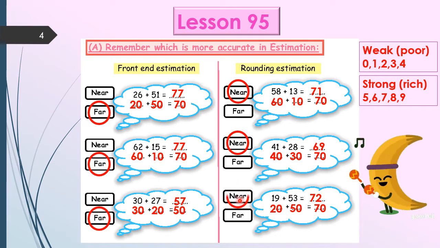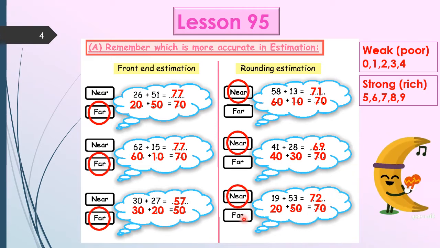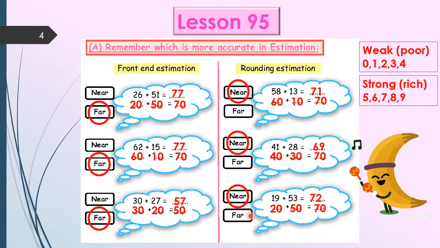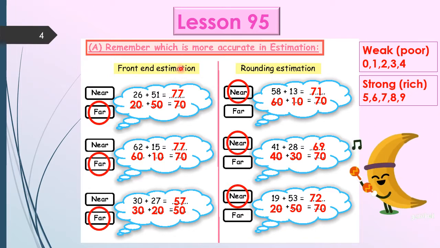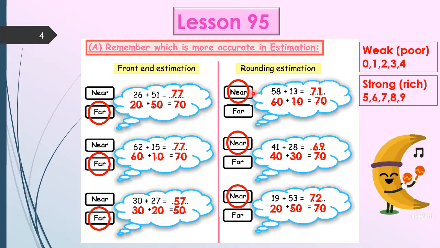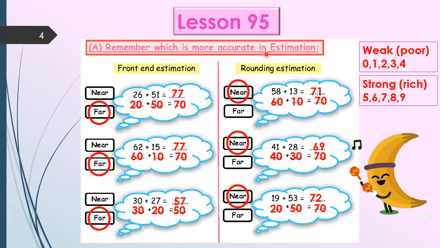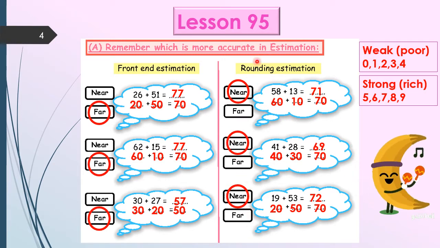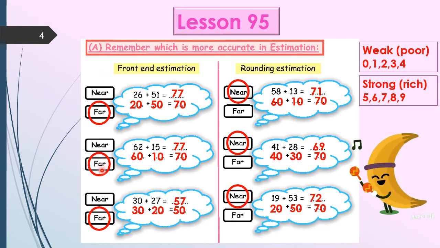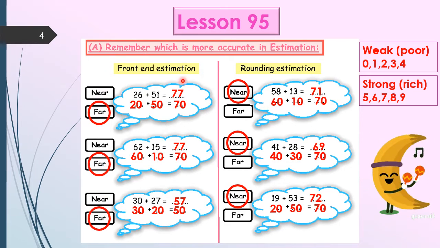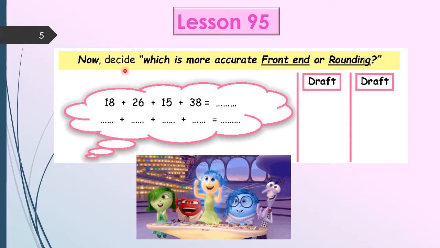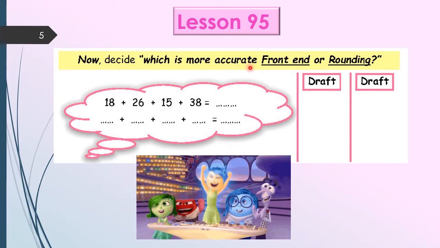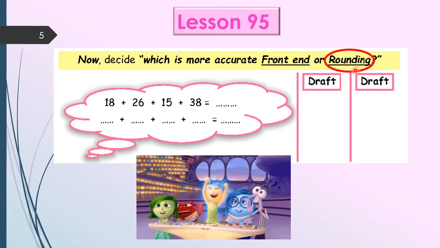Excellent. They are near by 2 steps only. Good job. Then I will ask you a question. Which is more accurate? Front end estimation or rounding estimation? Good job. Our near results here are from rounding estimation and our far results here are from front end estimation. Then our question here, now deduce which is more accurate. You will find that rounding is more accurate than front end.